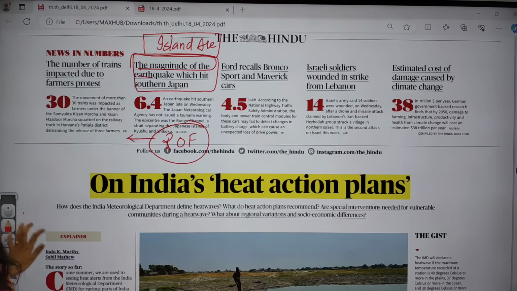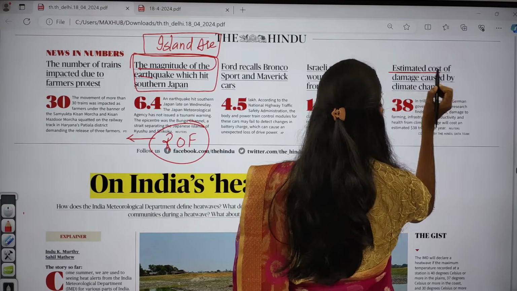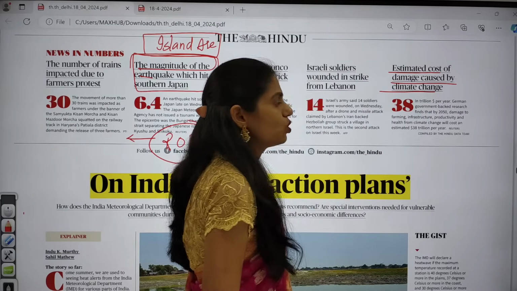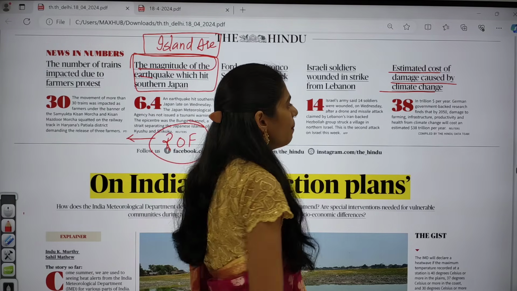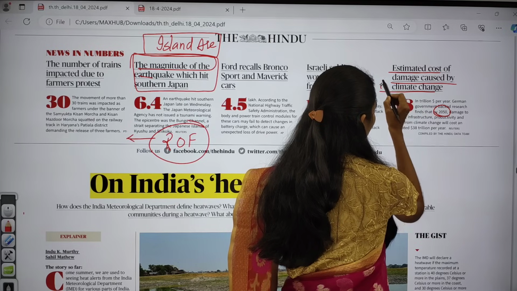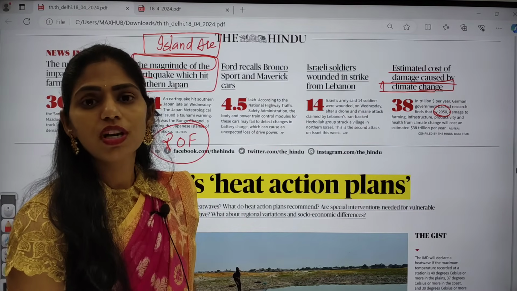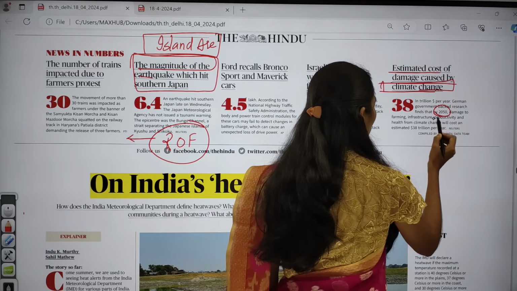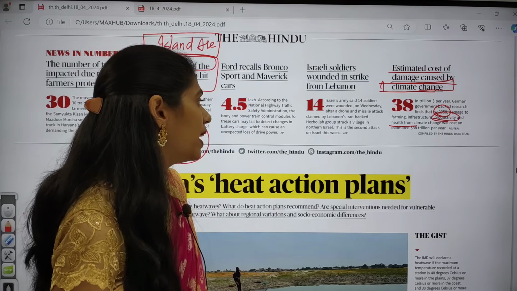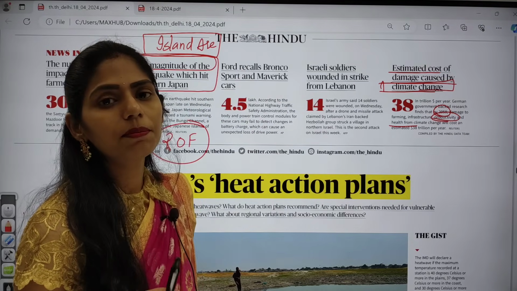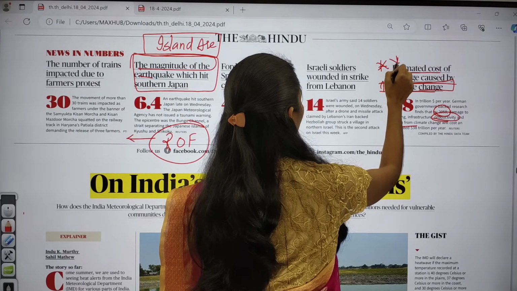Okay, so now let us see the next topic here. You can see the estimated cost of damage caused by climate change. Here, one German government backed research found that by 2050, climate change will cause damage to farming, infrastructure, productivity and health. So what will be the cost? The cost will be around 38 trillion per year because of this climate change. So we have to focus on this data and you have to write it down somewhere.